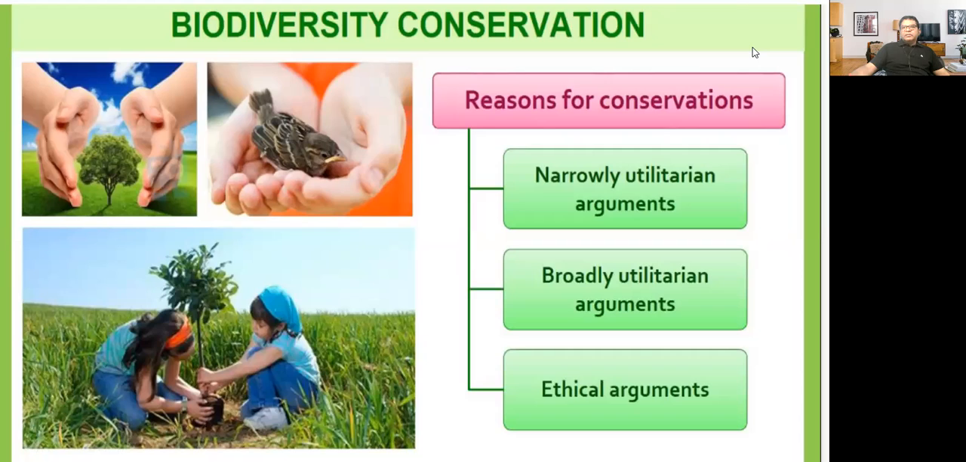Why is there a reason for conservation? The reasons for conservation are narrow utilitarian arguments, broadly utilitarian arguments, and ethical arguments. Three types of arguments are given for the conservation of biodiversity.